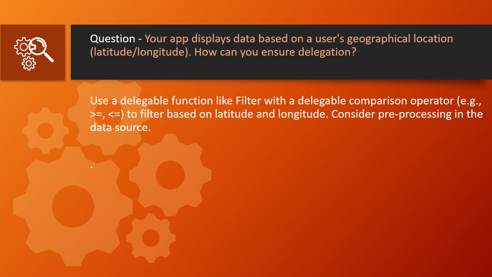Your app displays the data based on the user's geographical location, like latitude and longitude. How can you ensure the delegation? Here we will use delegable functions like Filter with delegable comparison operators like greater than or equal to or less than or equal to, to filter based on the longitude and latitude.